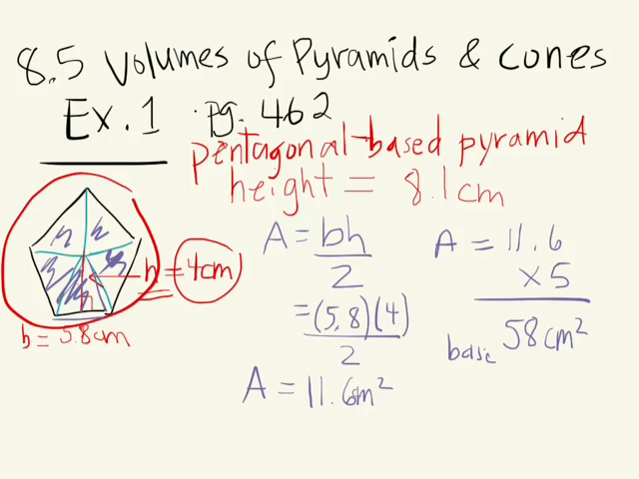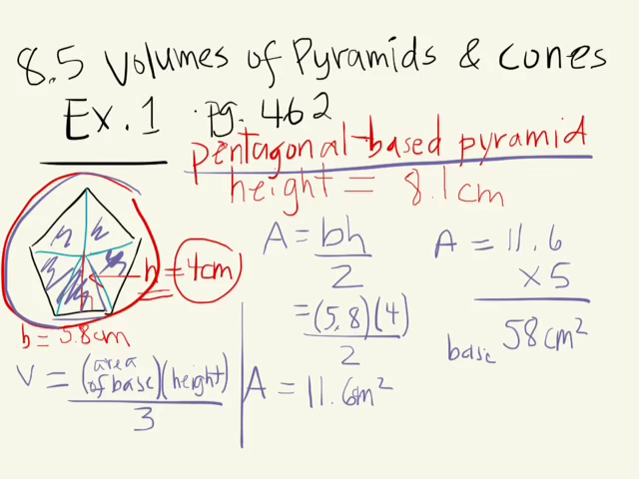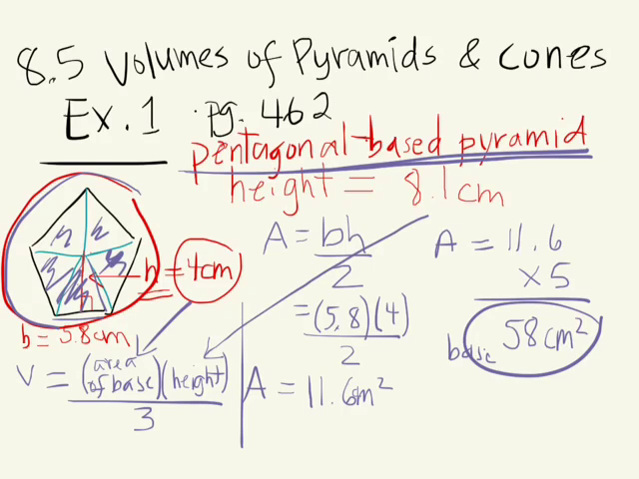The original question asked us to find the volume of this pentagonal base pyramid. So we need to know the formula for the volume of a pyramid. What is it? In order to figure out how much space is occupied by this pentagonal base pyramid, we need to find the area of the base, which we did, and we have to multiply it by the height. Do we know the height of this pyramid? Yes. And then we're going to divide it by 3 to figure out the total volume. So let's do that on the next page.